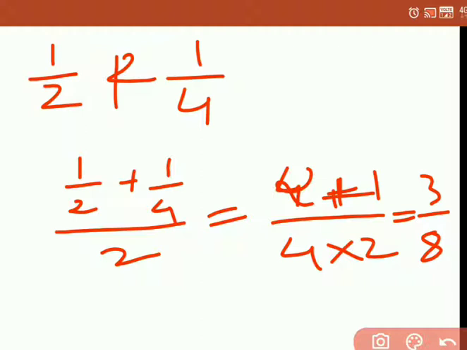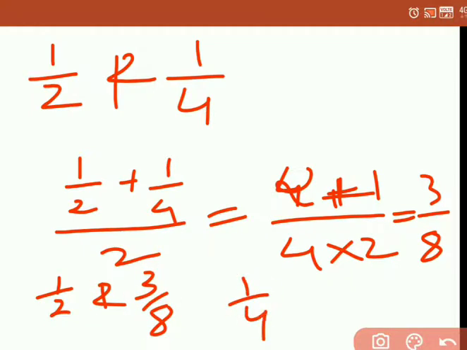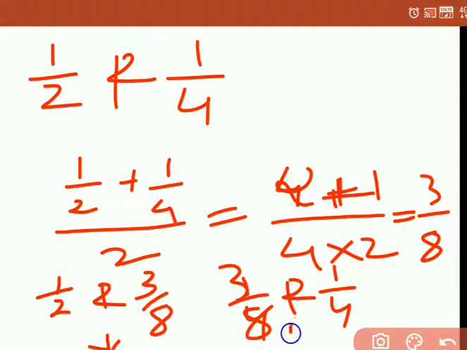Correct. Once again, we can further find what lies between 1 upon 2 and 3 upon 8, and what lies between 3 upon 8 and 1 upon 4. If we keep on doing so, we are able to get one middle number here, one middle number here. Already we have one middle number. That way we are able to find three numbers.